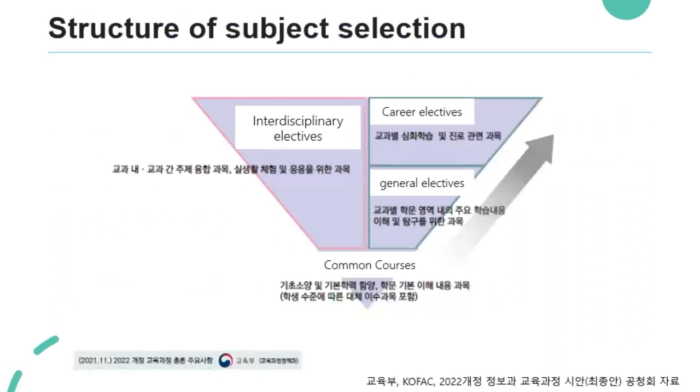So this illustration shows the structure of the high school course. High school students first study common subjects, for example language, math, science, society, and informatics. After that, students can choose a general elective or study a career elective. Alternatively, they can study interdisciplinary electives, for example the AI basic subject.